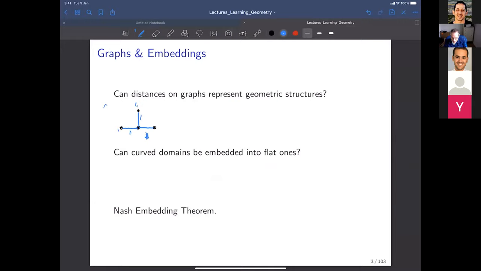Let me write. So this would be point one, point two, point three, and point four. D12 is equal to one. D23 is equal to one. D24 is equal to one. And D14 is equal to two. And obviously D34 is equal to two.